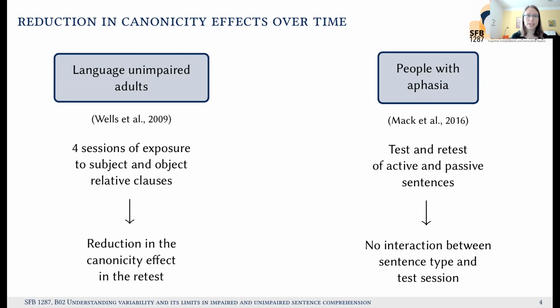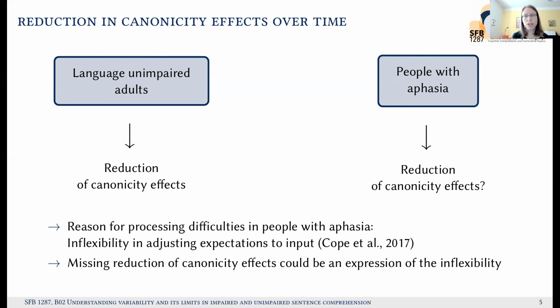For language unimpaired adults, Wells and colleagues found that after 4 sessions of exposure to subject and object relative clauses, canonicity effects decreased. With respect to people with aphasia, Mack and colleagues found that there was no interaction between sentence type and test session. However, these authors only exposed their participants twice to the canonical and non-canonical sentences, and therefore it's currently not clear whether people with aphasia do not show a reduction in canonicity effects or whether the number of exposures was simply not high enough to see a reduction in canonicity effects.